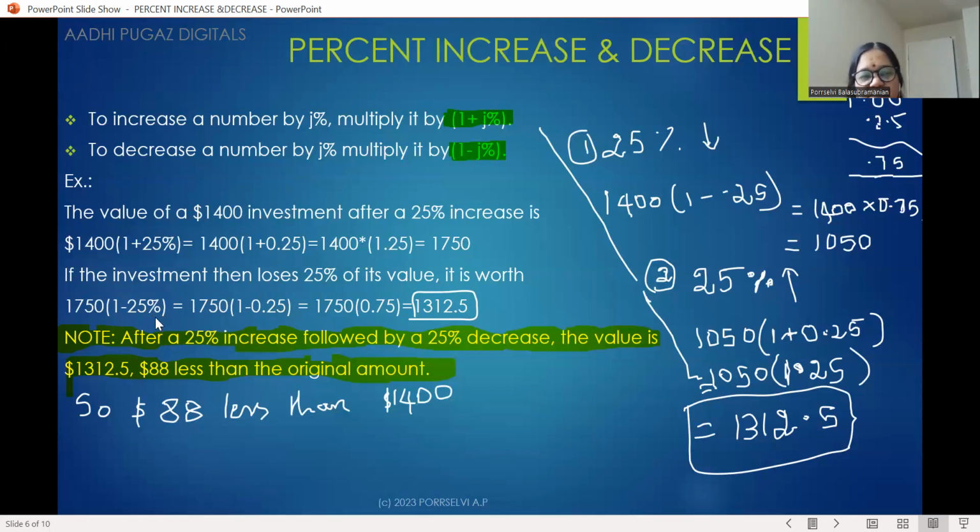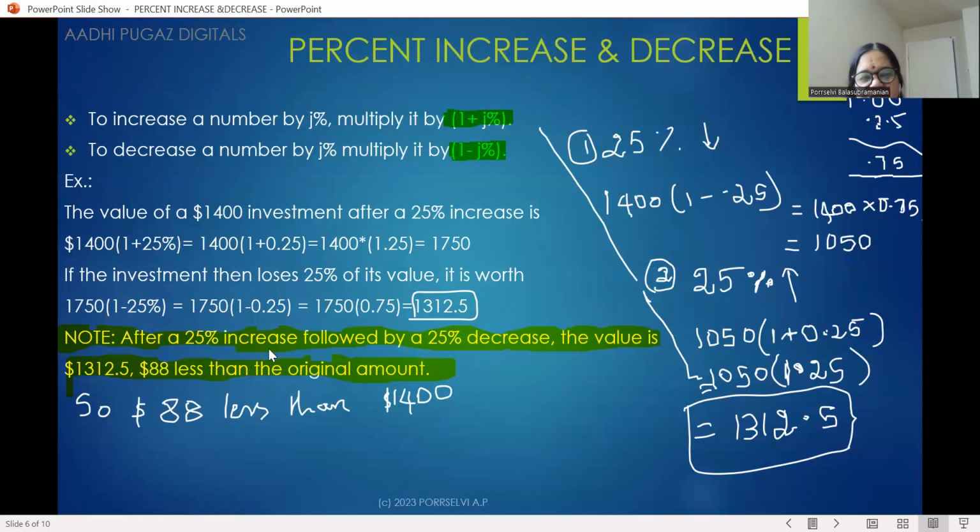Okay, we converted from percentage to decimal, then you multiply this one, and we got 1312.5. This is the final value. So we need to check how much is the difference between the original amount and this final result. Only $88.5 difference. So we have to note this point down.